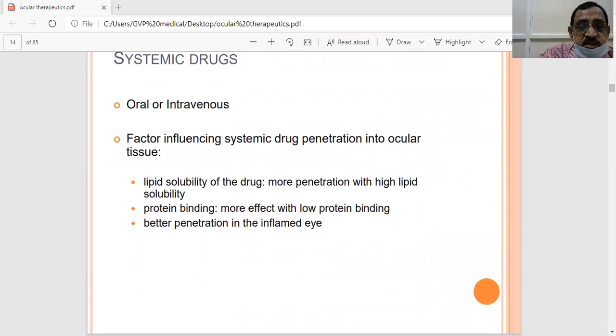Systemic drugs can be either oral or intravenous, and there are factors influencing systemic drug penetration into the ocular tissues. One is lipid solubility of the drug: more penetration with higher lipid solubility. Another is protein binding: the lower the protein binding, the more effect there will be, and there is better penetration in case of inflamed eyes.